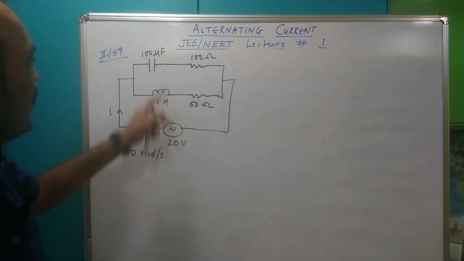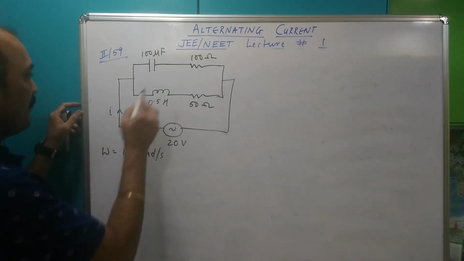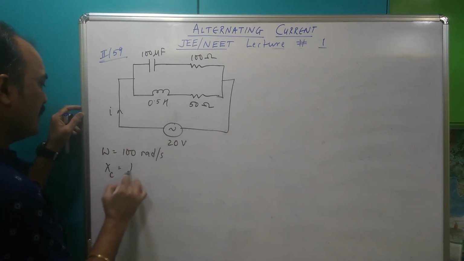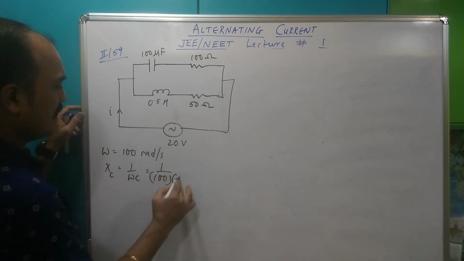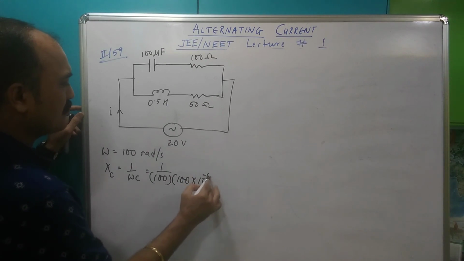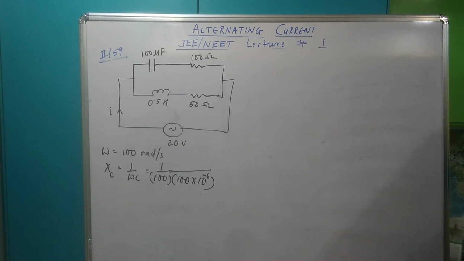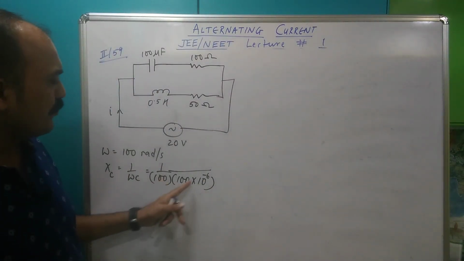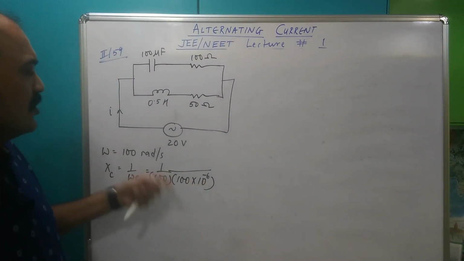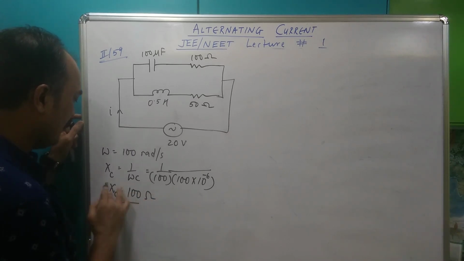In order to do that, I'll need to find the total impedance of both these branches. First thing, capacitive reactance XC is 1 by omega C. Omega is 100 and C is 100 micro, so 100 into 10 raised to minus 6. So this is 10 raised to 4 minus 10 raised to 6, that's 10 raised to minus 2, and so XC is 100 ohm.